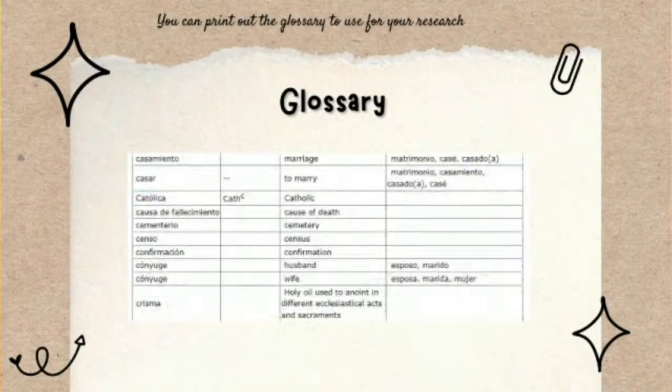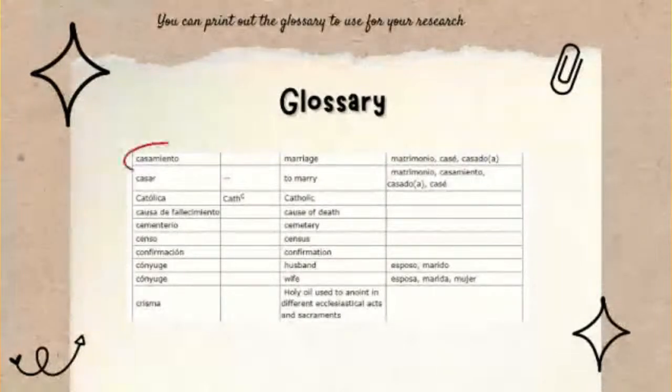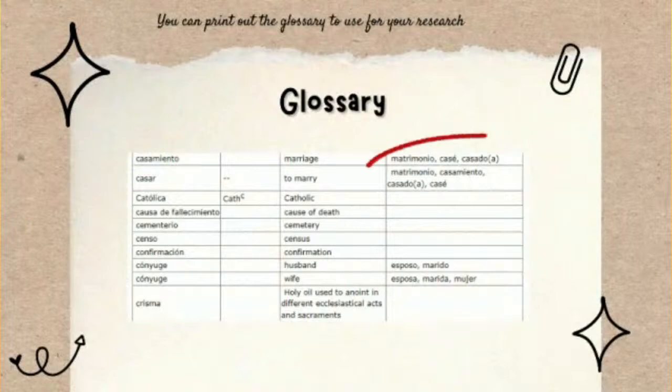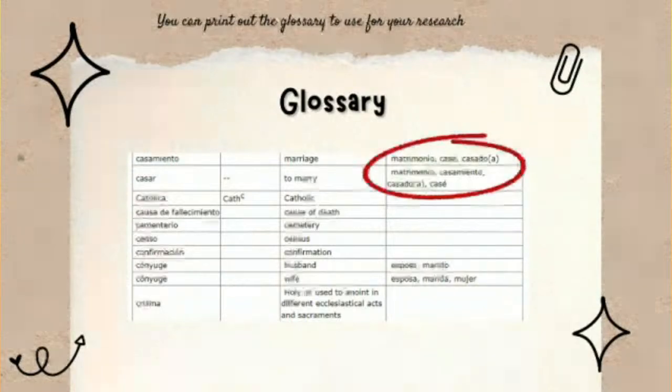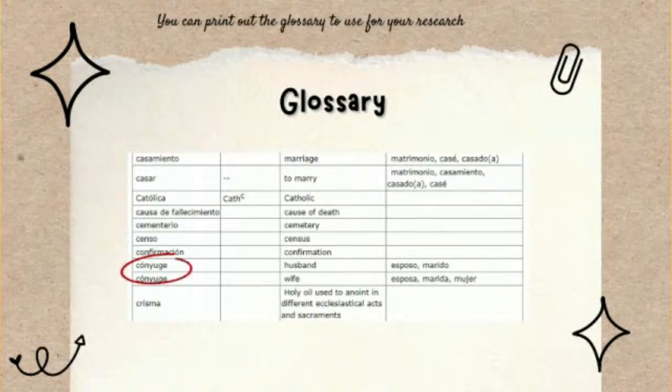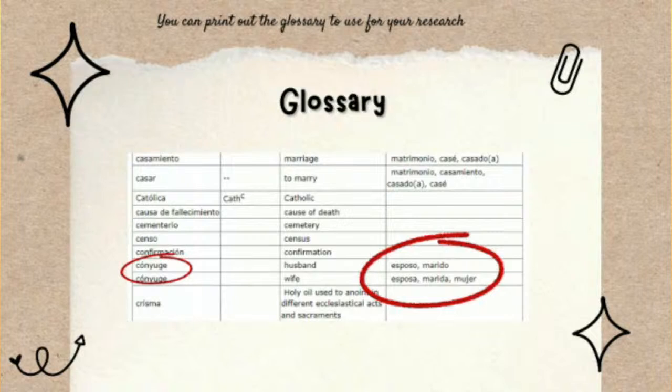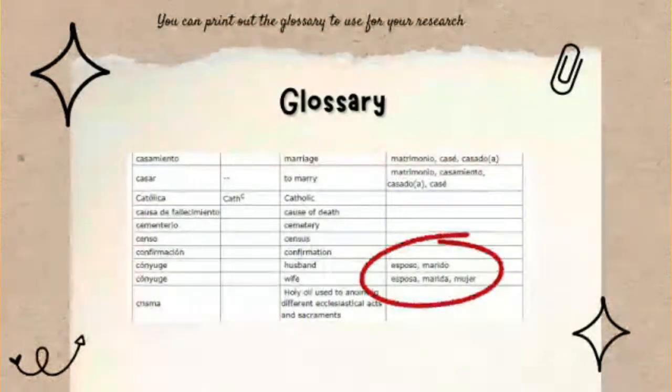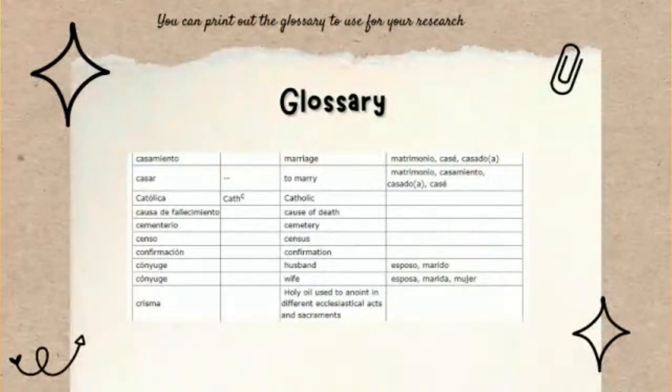Some words may be used in more than one form. As you can see in the first row, casamiento, the word for marriage, may be written as matrimonio, case, casado, or casada. Likewise, cónyuge may be represented as esposo, esposa, marido, marida, or mujer, for husband or wife.